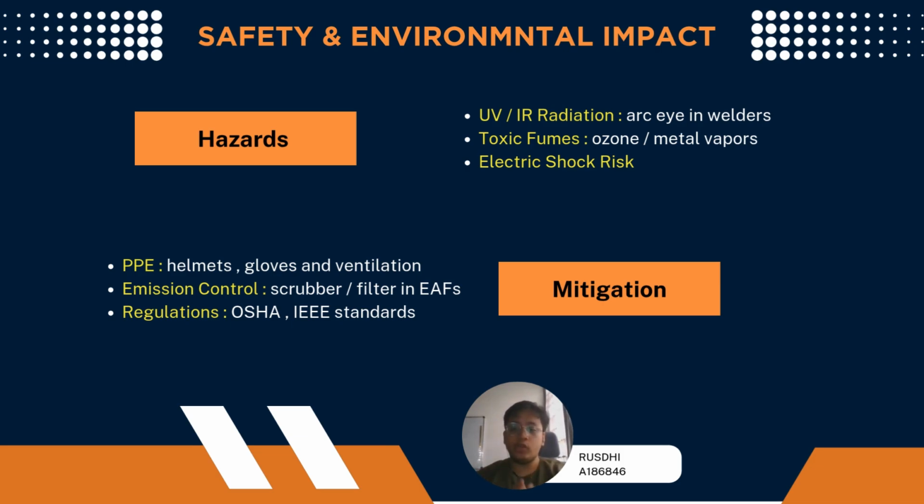To mitigate these risks, several safety measures must be implemented. First, personal protective equipment, or PPE, is essential. This includes a helmet with proper eye protection, insulated gloves, and a well ventilated workspace. Next is emission control systems, like scrubbers or filters in the arc furnace, which help reduce harmful outputs. And finally, following the regulations set by organizations like OSHA or IEEE is vital. These standards provide guidelines on equipment setups, safety protocols, and exposure limits, helping create a safer working environment.